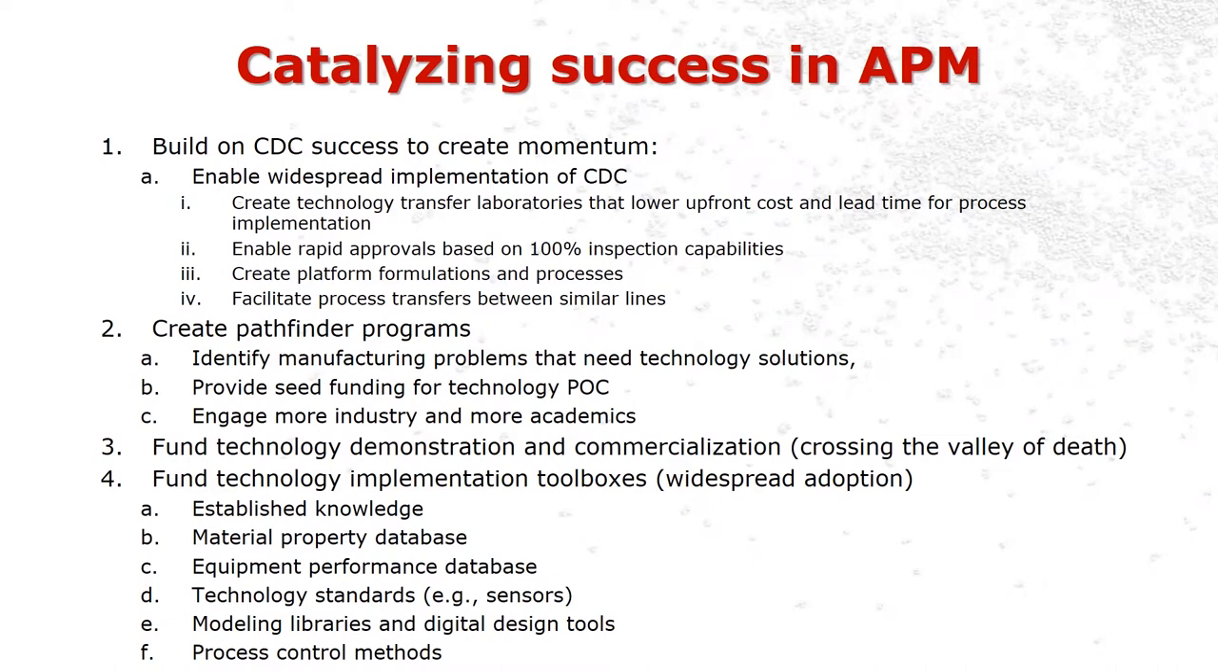The second thing is we do need pathfinder programs. Programs where we would be able to identify what are the manufacturing problems that require technology solutions, in the context of a dialogue between what the industry needs, what the agency needs, and what academics could do. And in the context of a pathfinder program, have a reliable source of seed funding for technology proof of concept. The next bright idea might be to do something completely different than what we're doing now, but where is the money to show that it works in principle? And have a larger pool of people participating in the conversation, have more younger scientists, who will be the next generation of people doing this.